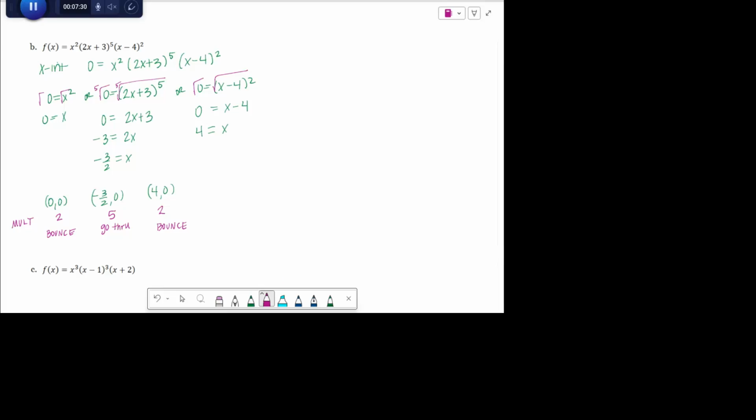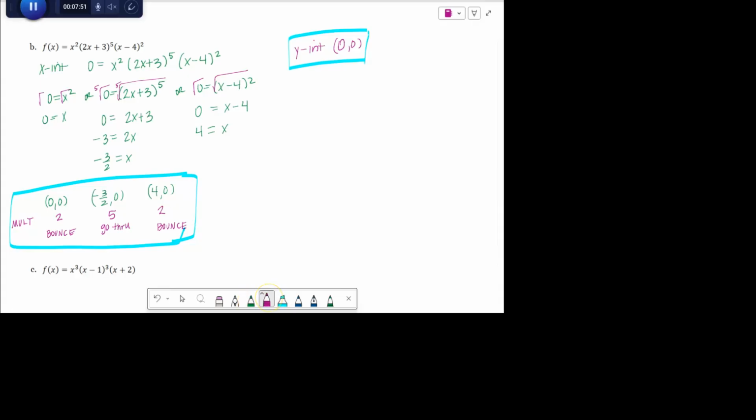All right, let's find our y-intercept. Our y-intercept, I think, is just going to be (0, 0), because if I plug 0 in here, the whole thing is going to be equal to 0. So we've got these here.